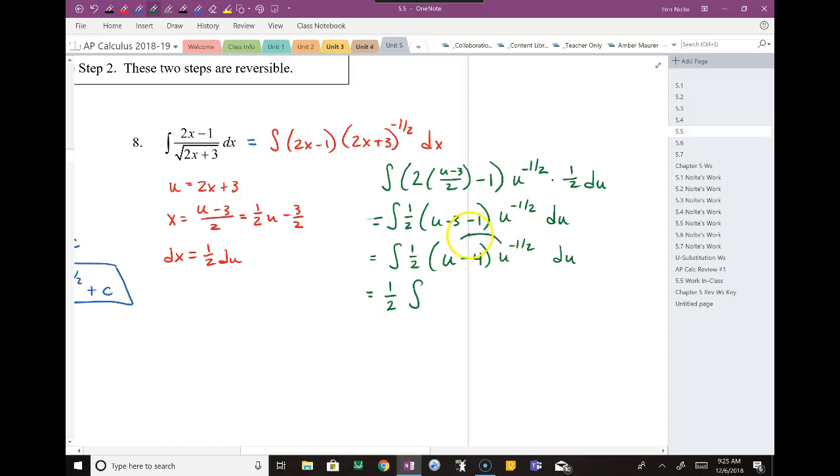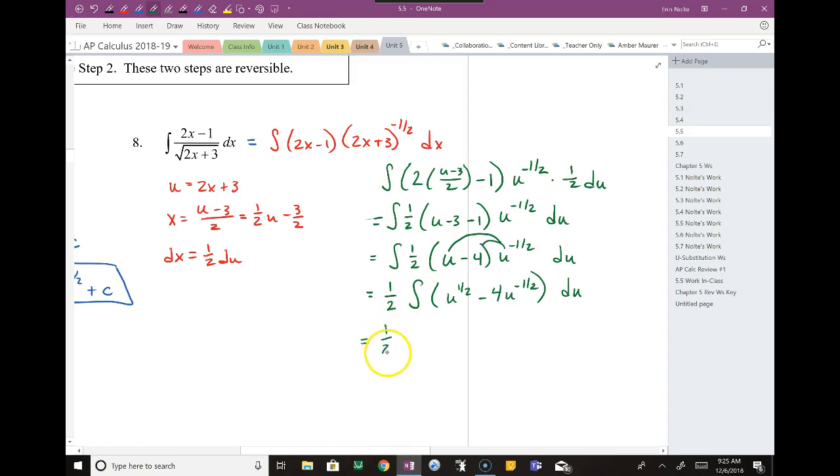What is u times u to the negative 1/2? U to the 1/2, good. And what is negative 4 times u to the negative 1/2? Negative 4 u to the negative 1/2. Good. Okay, du. All right, so now this looks a whole lot nicer, and now I can do my integration piece.